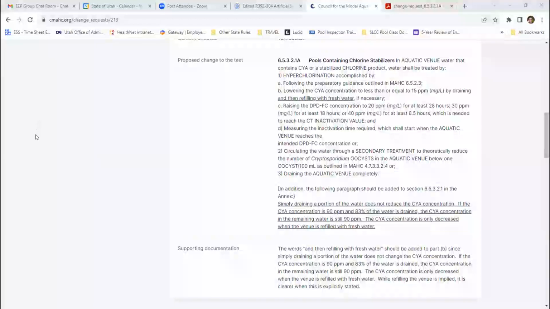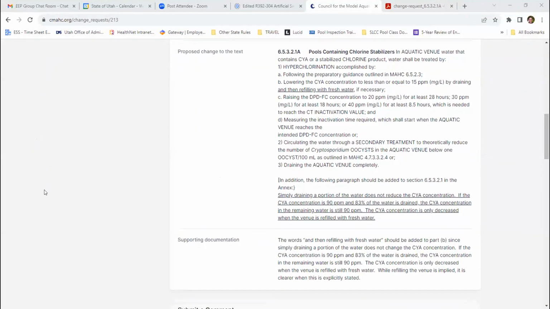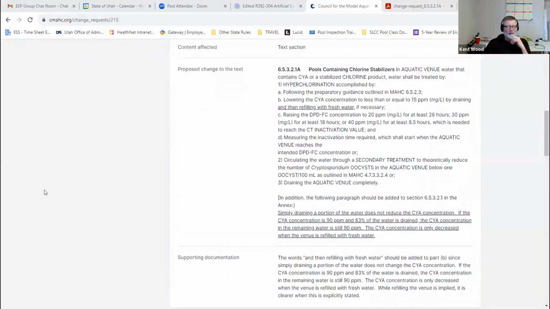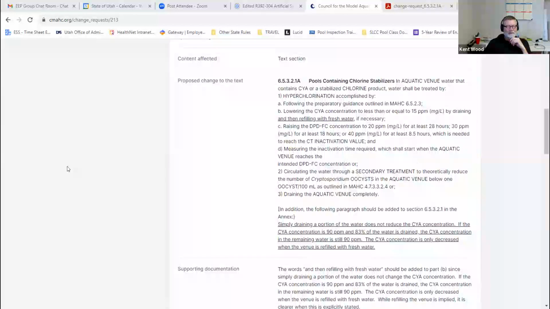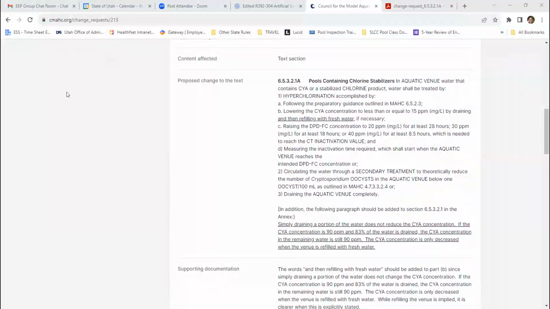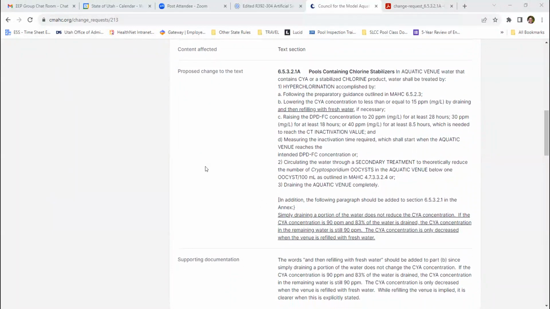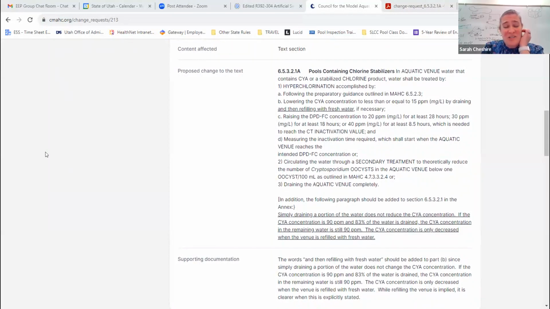Kent, do you think we need to edit this one or send it back? Because I think the language as written is correct. I just think that needs to be clarified in the annex. Oh, in the annex. Okay. Dewey, can you flag that for annex discussion? Yeah, absolutely. Any other discussion on this one?